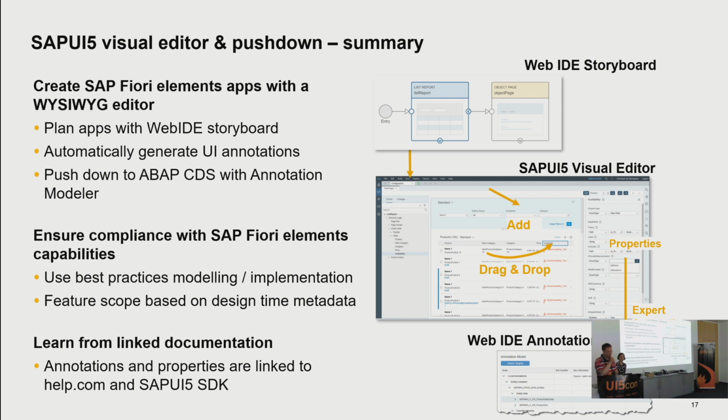And also what is very important, the tool is also aimed at learning. On the one side, we hide initially what is happening, but you always can check out the details. You can always jump to the annotation modeler and see directly what annotations are affected by what you did in the tool. And also you have seen all these question marks in the tool. You can click on those, and then you get a link to the documentation. So the SAP Help is linked, and also the SAP UI5 SDK is linked for the controls.